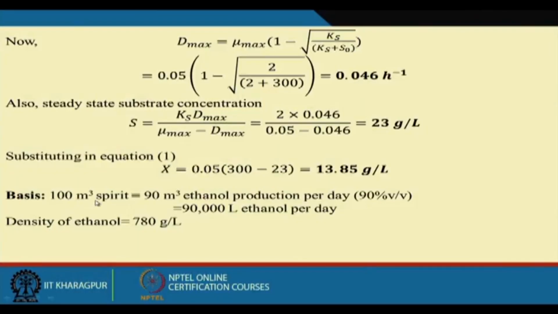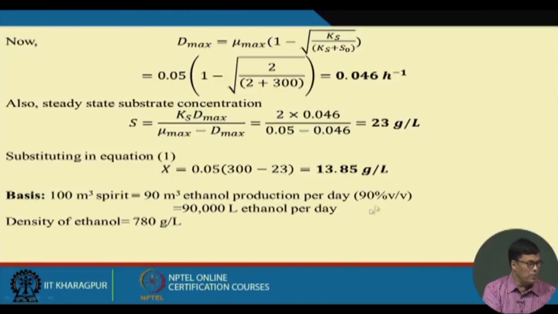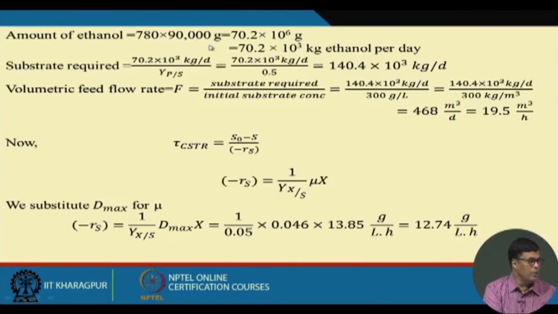Now 100 cubic meter spirit, at 90% volume by volume, means I can assume 90 cubic meter of ethanol is to be produced per day, and 90 meter cube of ethanol is equivalent to 90,000 liter of ethanol per day. Now the density of pure ethanol is 780 grams per liter. Then we can easily calculate how much ethanol is produced. This is about 70.2 into 10 to the power 3 kg ethanol per day.